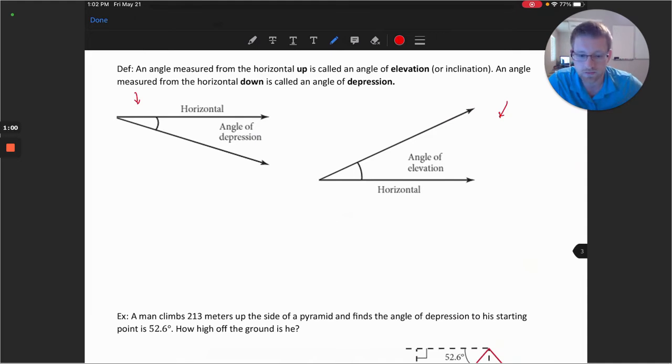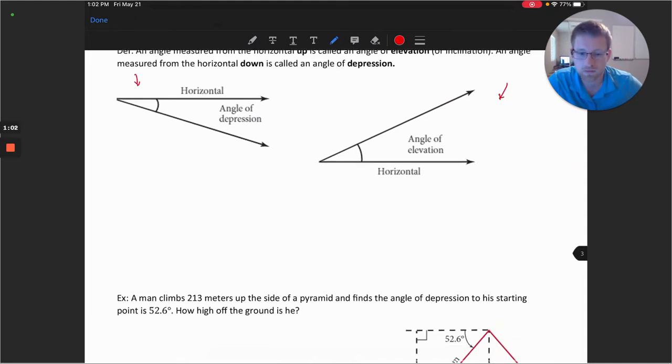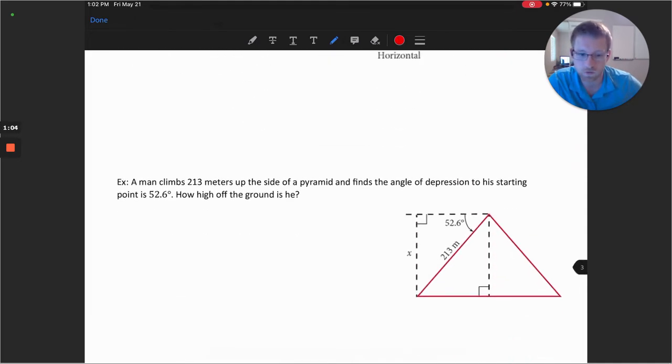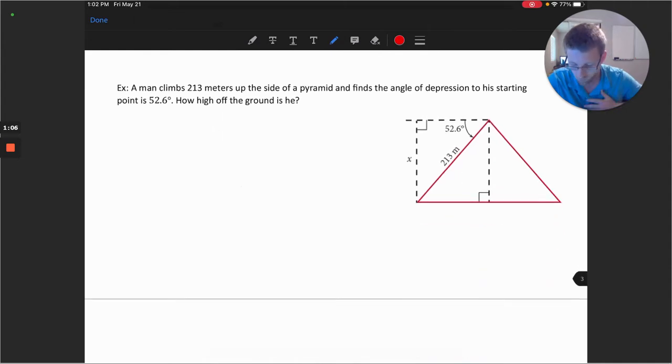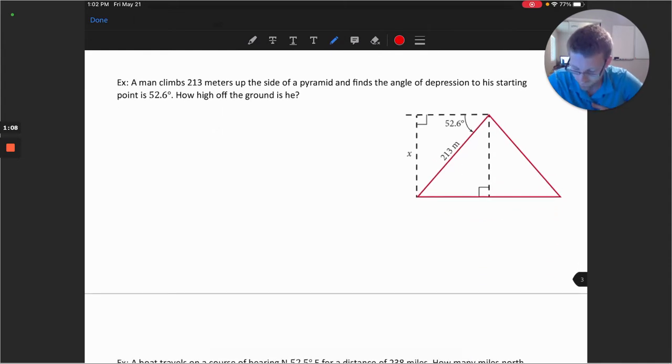So let's take a look at an example of a right triangle with an angle of depression. In this example, we have a man climbs 213 meters up the side of a pyramid and finds the angle of depression to his starting point is 52.6 degrees. How high off the ground is he? In this case, we'll just have the picture here, and we'll talk through the picture.